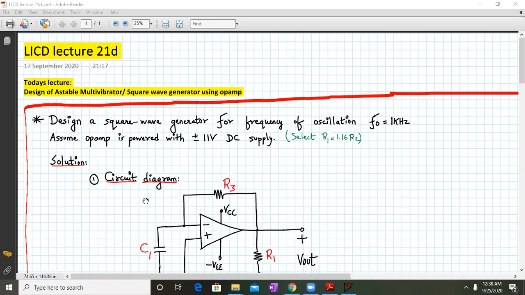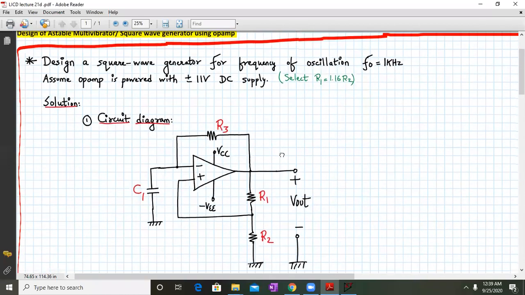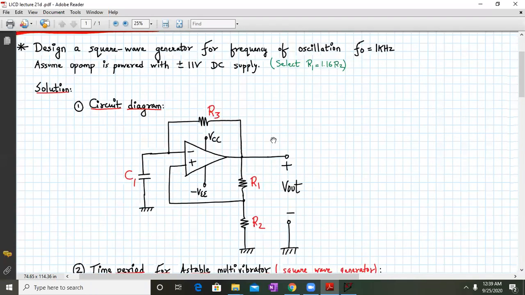Today's topic is design of an astable or square wave generator using op-amp. So this is the second half of that. Last time also we derived a similar numerical, but today we will adopt a slightly different approach.